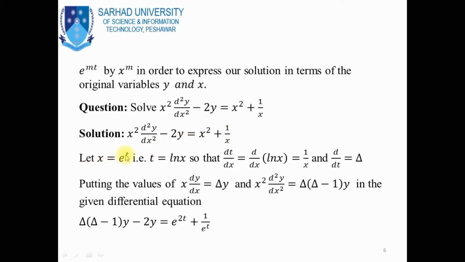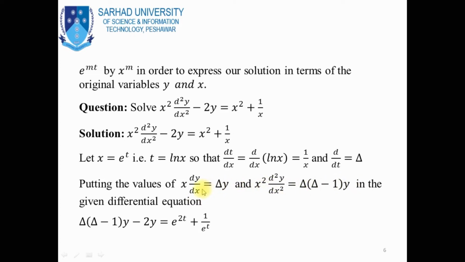Putting x is equal to e power t, using this substitution, that is t is equal to log of x, so that dt by dx is equal to 1 over x and d by dt is equal to delta. Now the value of x dy by dx is equal to delta y, and x square d square y divided by dx square is equal to delta into delta minus 1 into y.